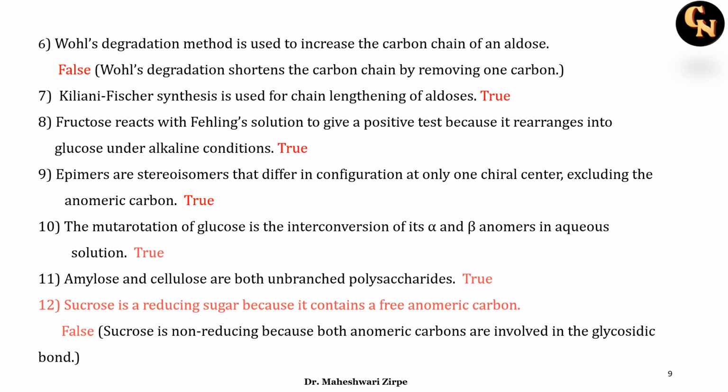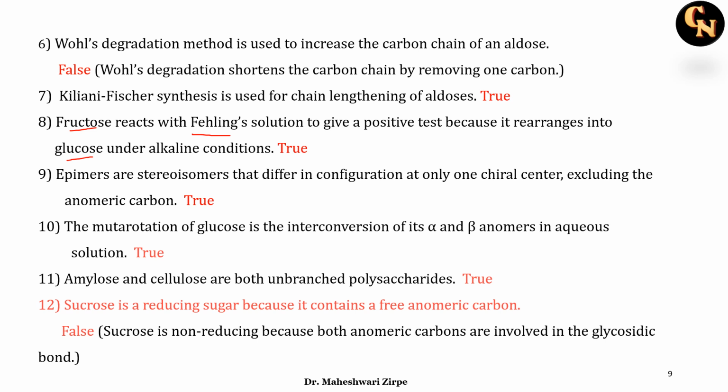Next one is fructose reacts with Fehling solution to give positive test because it rearranges into glucose under alkaline condition. So this is true. Fehling solution, what it will do? It will rearrange to convert into glucose. Fructose gets converted into glucose, means ketohexose gets converted into aldohexose. Okay, ketohexose are converted into aldohexose. So ketone has been converted into aldehyde group. So this is correct statement.